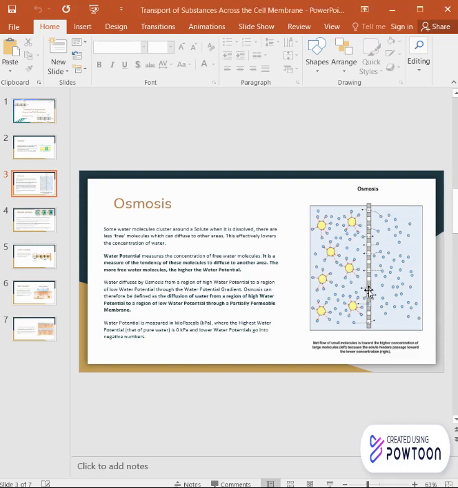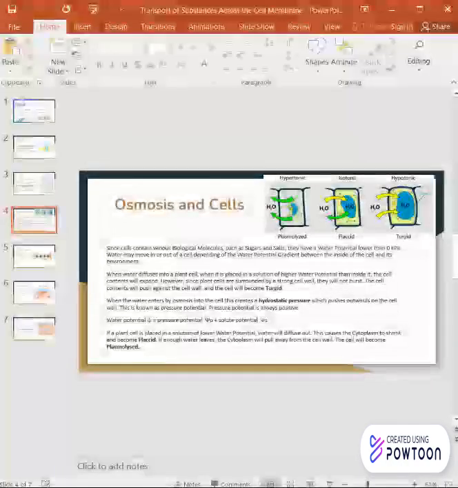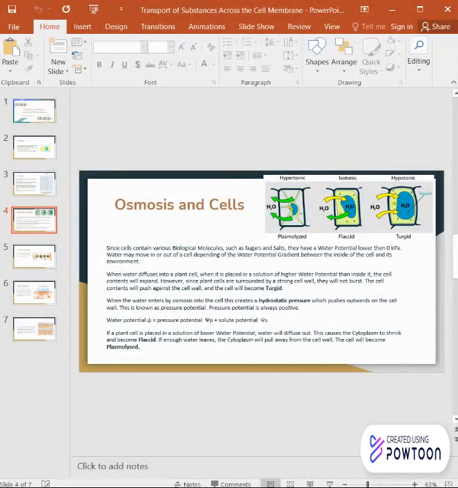Okay, so we're moving on. Let's talk about osmosis and cells. You would be familiar with this from before. We have three types of solutions: hypertonic, isotonic, and hypotonic. When we think about a hypertonic solution, this solution has a lower water potential, or is a very concentrated solution, right?